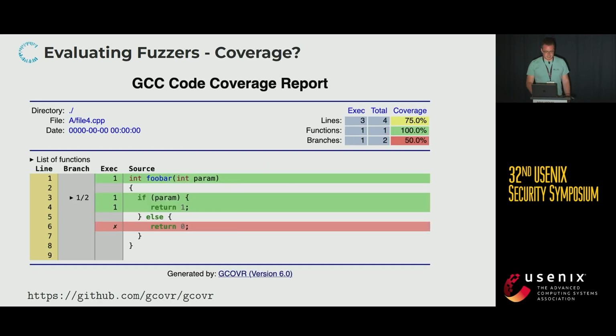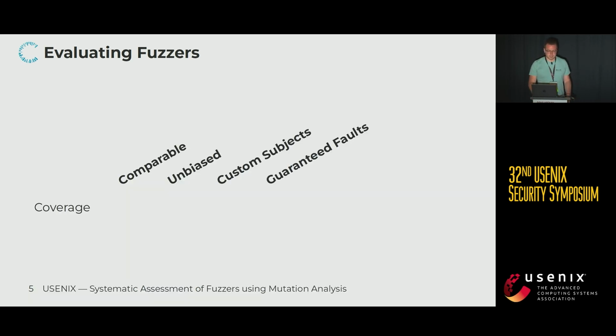All right. So one approach is coverage. It's like you have your line and branch coverage, and this is a fine approach. It is comparable, and you can use custom subjects. However, you do not learn how well your fuzzer finds bugs. So you need to cover a line to find a bug, but it's not enough to know if a bug would be found.